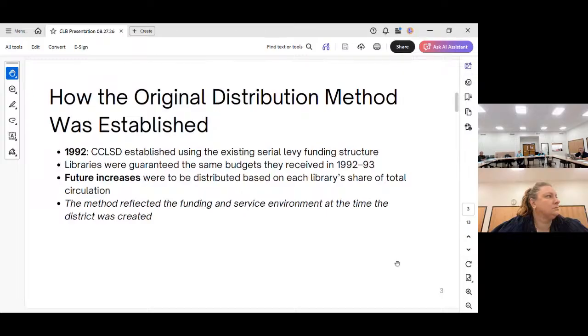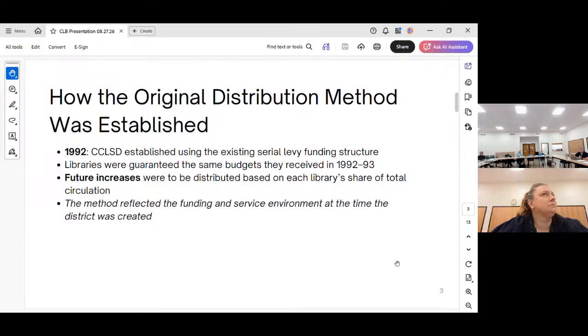And the intention at that time was that future increases were to be distributed based on each library's share of total circulation. In other words, the approach at that time had two components. One was a base amount from the serial levy, which was primarily based on population, and then a growth amount that was based on circulation. And that method reflected the funding and the service environment when the district was created.